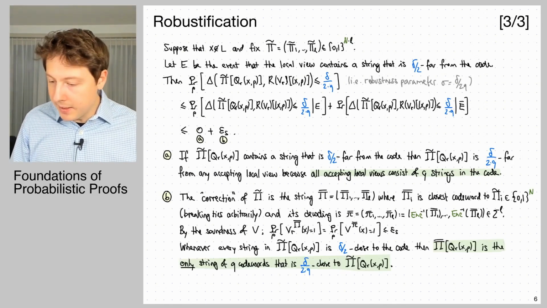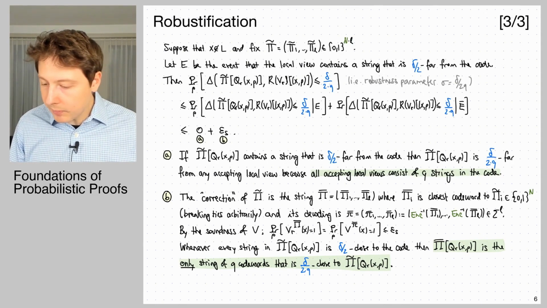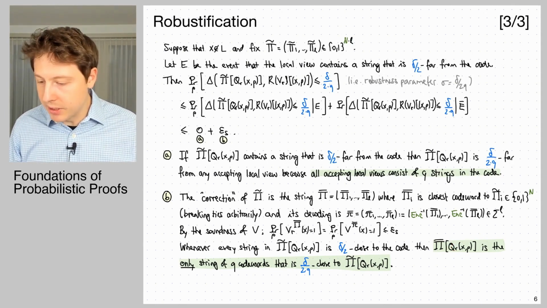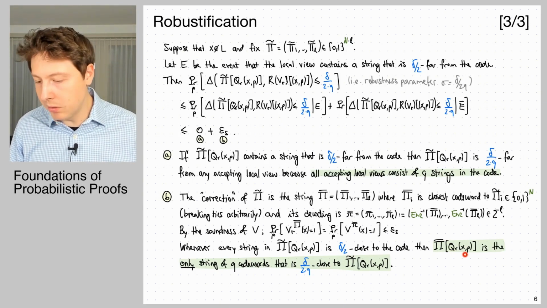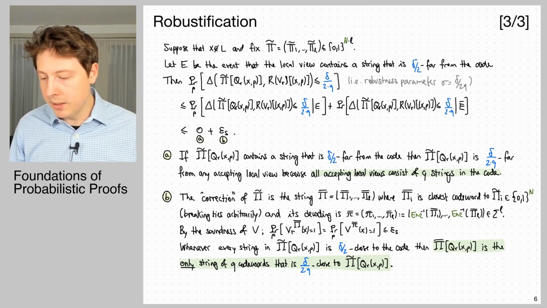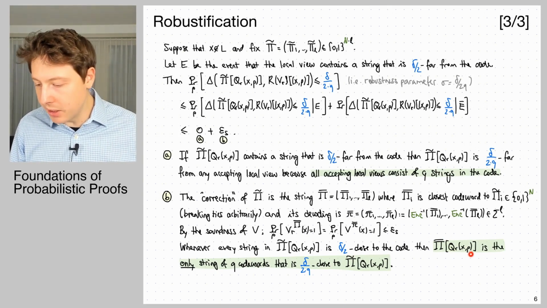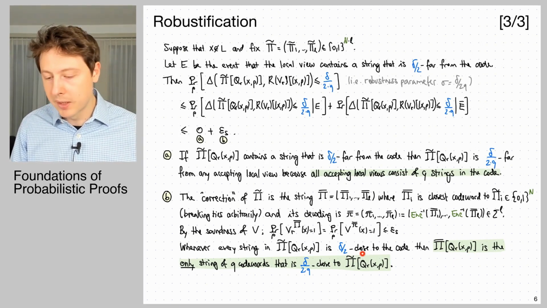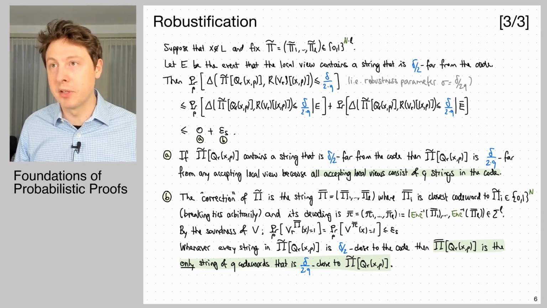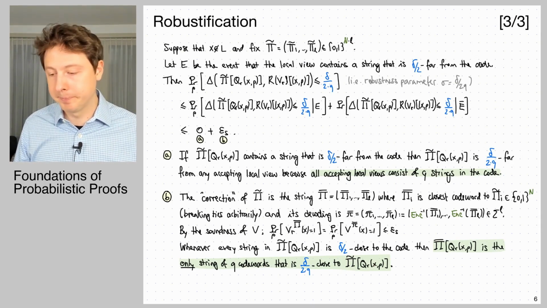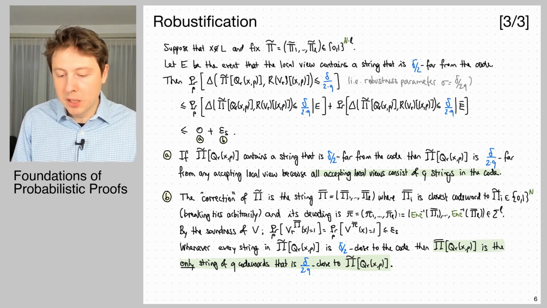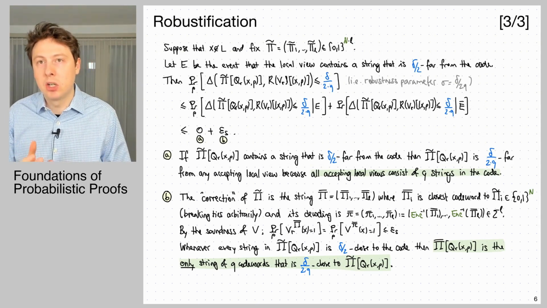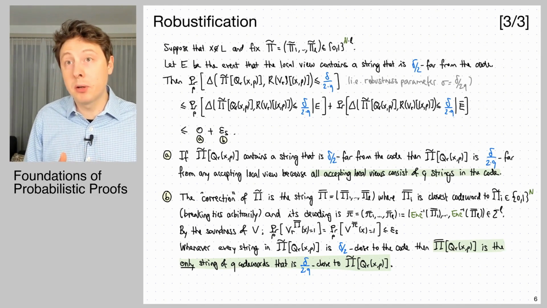Okay. Then I argue that pi bar restricted to this local view. This correction restricted to this one is the only string of Q code words that is this close to this kind of noisy set of strings. Why? Because each of these guys has a unique closest code word. Why? Because we're within a unique decoding radius.